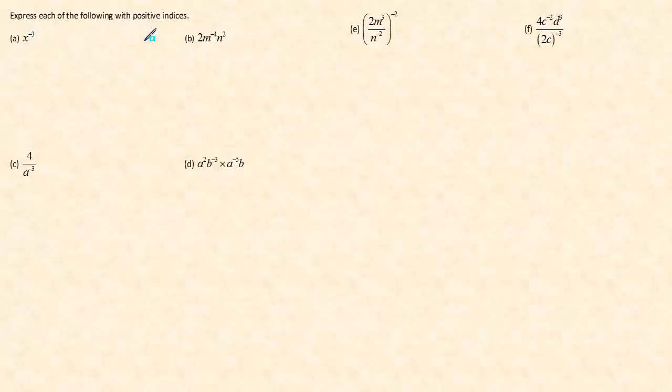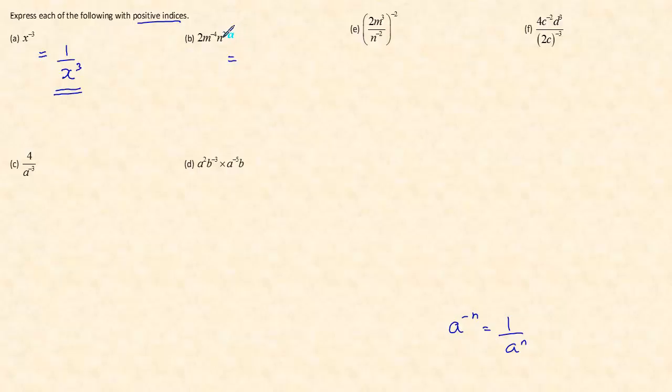Express each of the following with positive indices. So we have x to the negative 3. Now we're just going to follow the index law here. a to the negative n is 1 over a to the n. And we can write this as 1 over x cubed. And then, of course, the index is positive, which is what we're after.